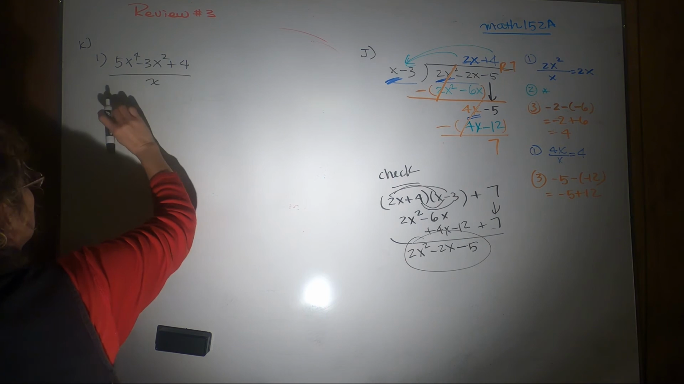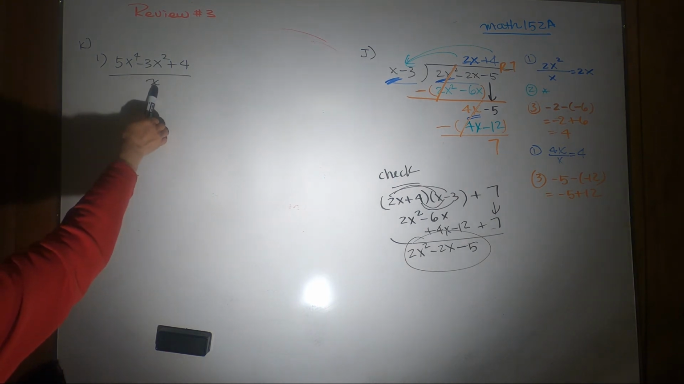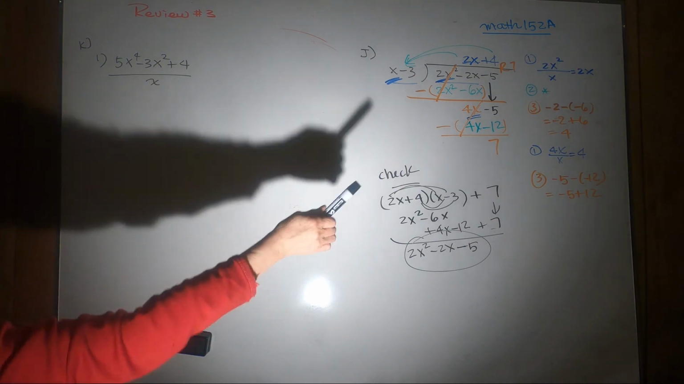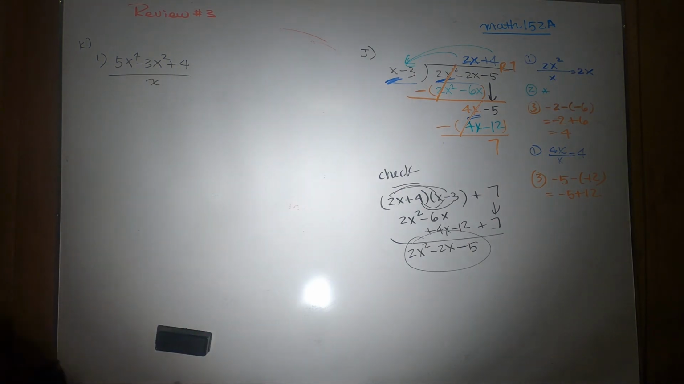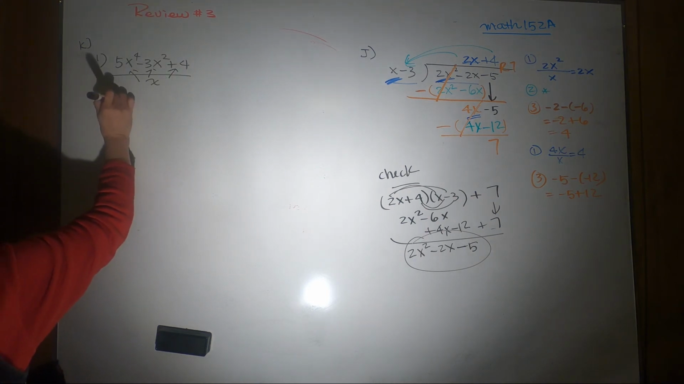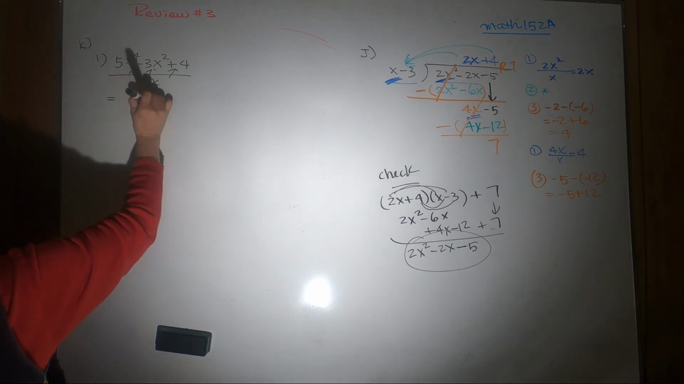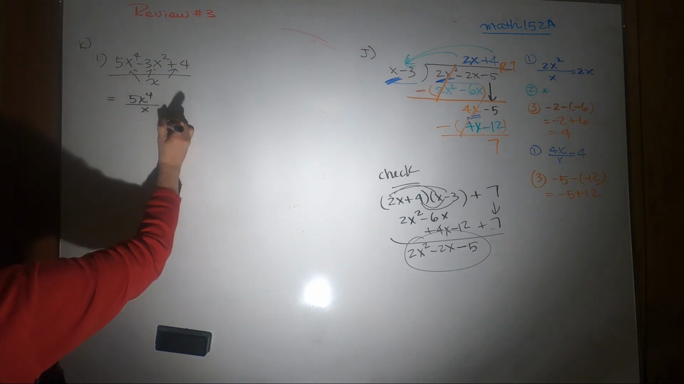Okay? Because you are divided by a mono, you don't have to do that. Okay? All you need to do is just separate them, mono to mono, so you can simplify them, right? So you do it individually, right?